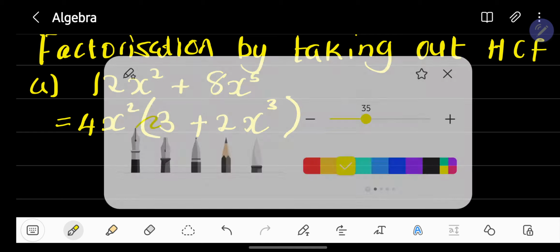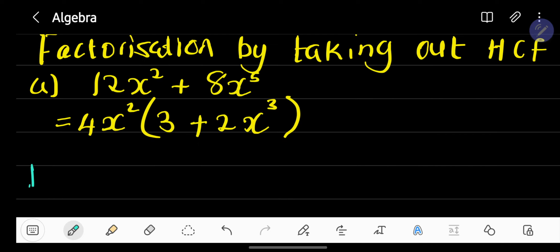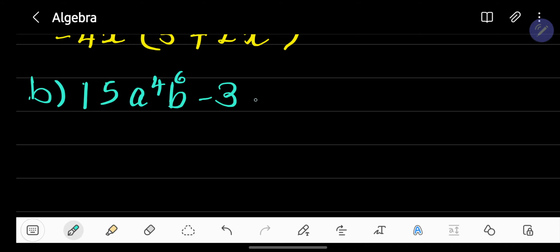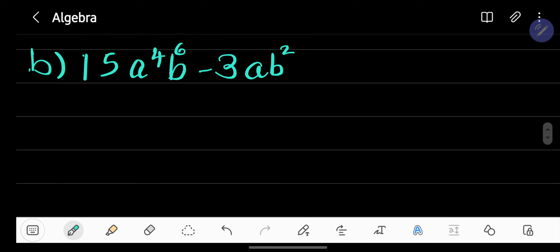Okay, so let's take another one. B, we have 15 a exponent 4 b exponent 6 minus 3ab squared, right? So now remember, you must get the highest common factor for 15 and for 3. Of course it's going to be 3, right? Do we agree on that? Yes, it is going to be 3.